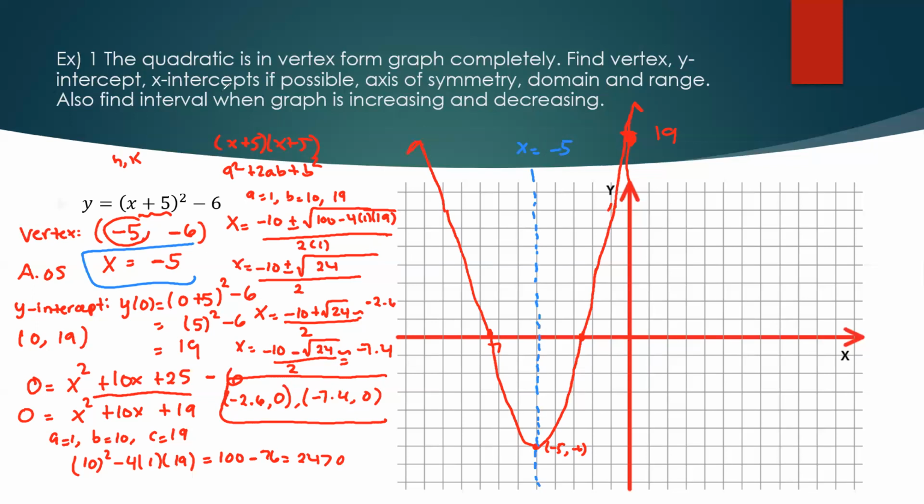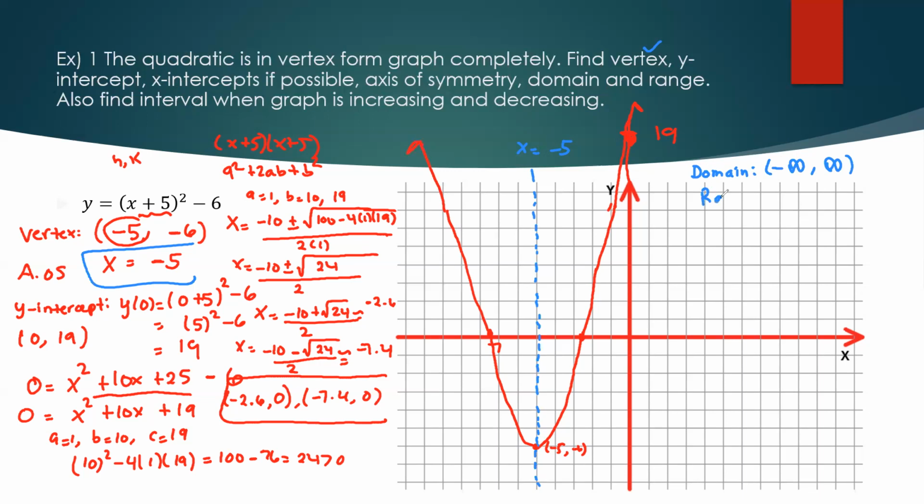Okay, so did we find everything? We found the vertex, the y-intercept, the x-intercepts, and the axis of symmetry. We haven't found the domain and range and the intervals where it's increasing and decreasing. So let's do that real quick. The domain, it doesn't matter if it's concave up or concave down, is always all real numbers. So you can just say negative infinity to positive infinity.